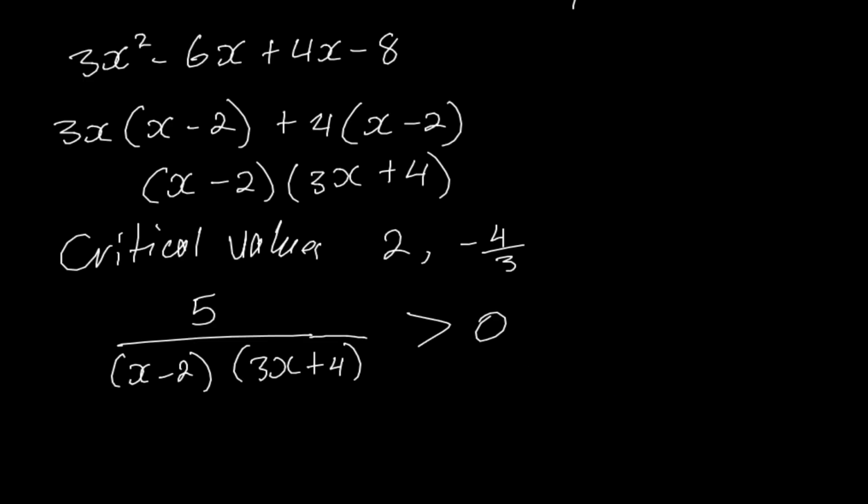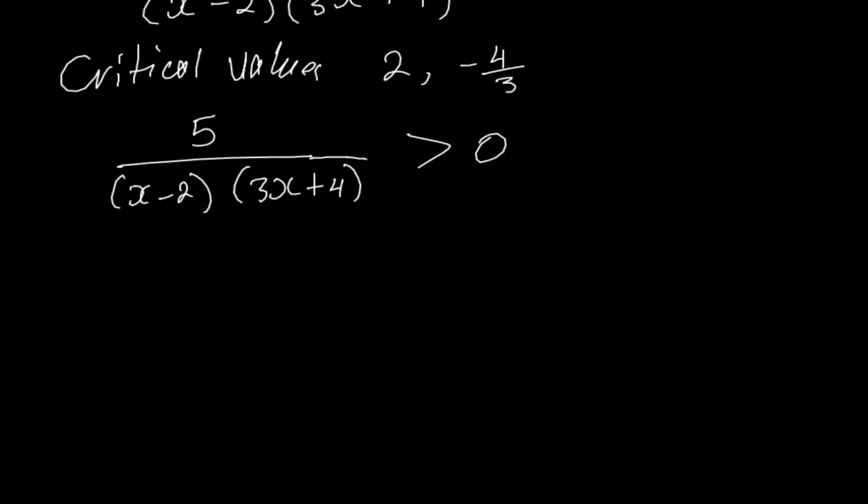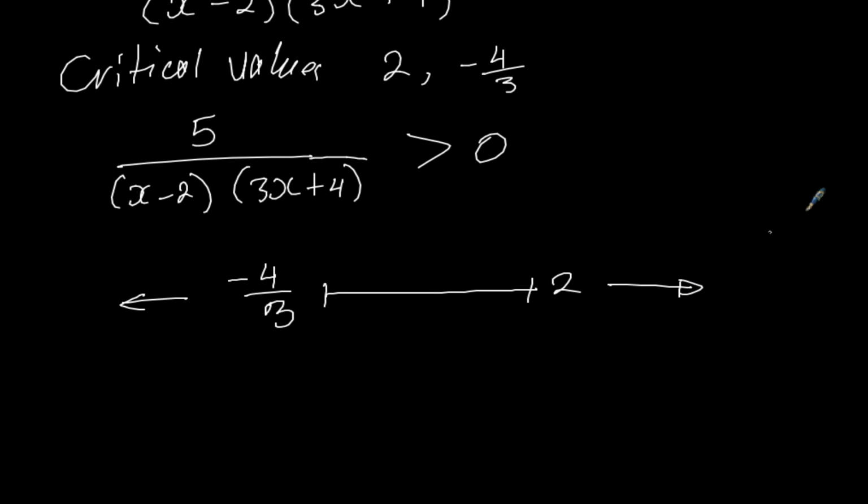To solve this, after getting our critical values, as I explained in the previous video, we are interested in values. Let me first write this. Oh, this is a 2. So you're interested in values below negative 4 over 3. You're interested in values in between negative 4 over 3 and 2. And you're interested in values beyond 2.